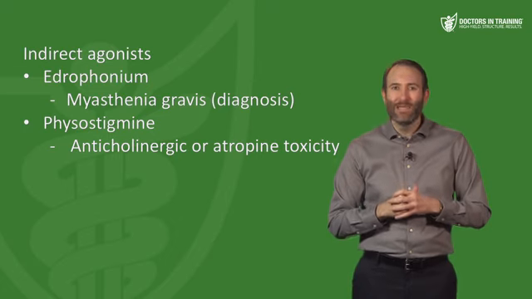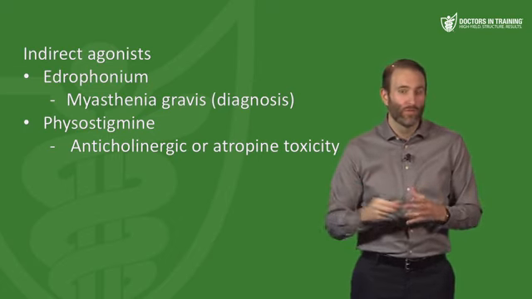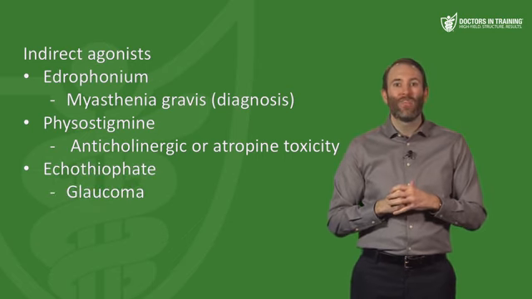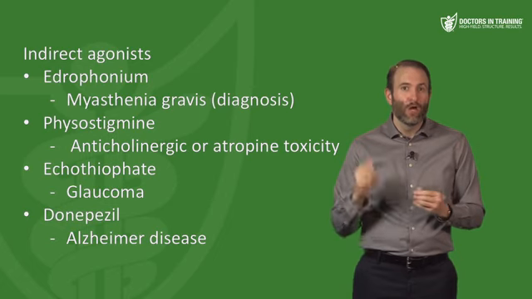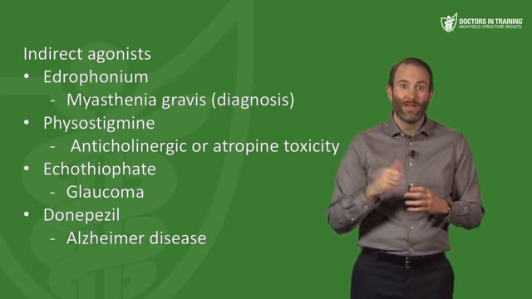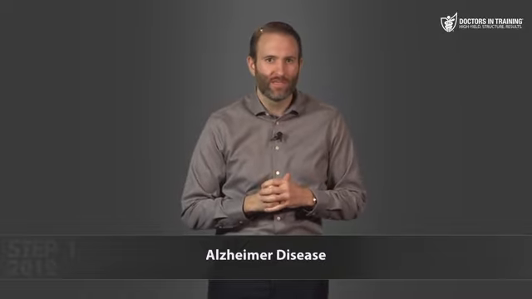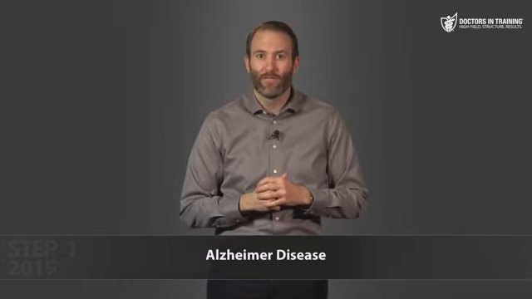Next, we have physostigmine. Physostigmine is used for anticholinergic or atropine overdose. Next, we have echothiophate. That's used for glaucoma. Donepezil is an Alzheimer's disease medication. We'll cover that in more detail right now. All right, so let's talk about Alzheimer's disease. Patients with Alzheimer's disease have reduced cerebral production of something called choline acetyltransferase, and that leads to a decrease of acetylcholine synthesis and impaired cortical cholinergic functioning.